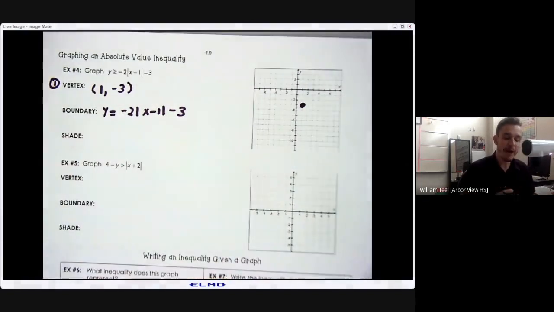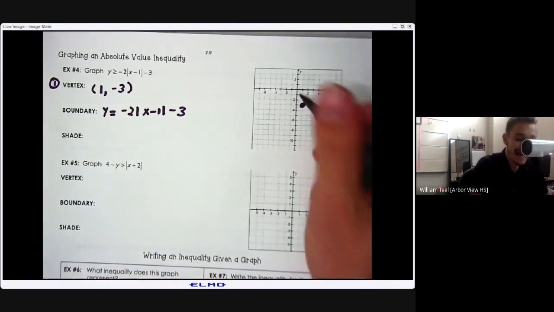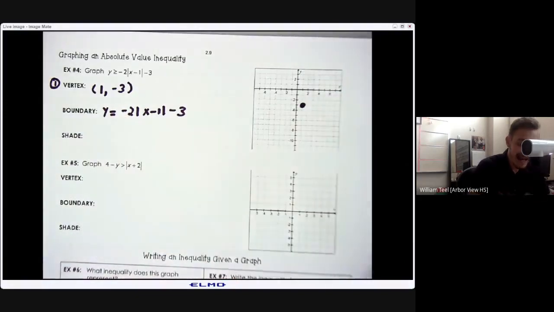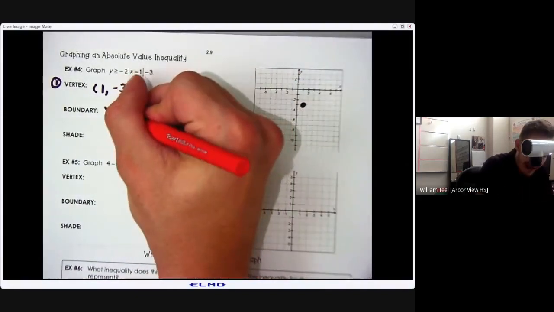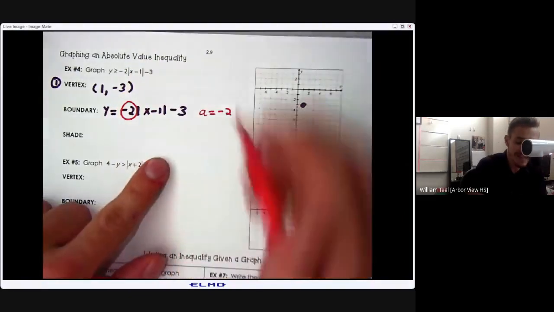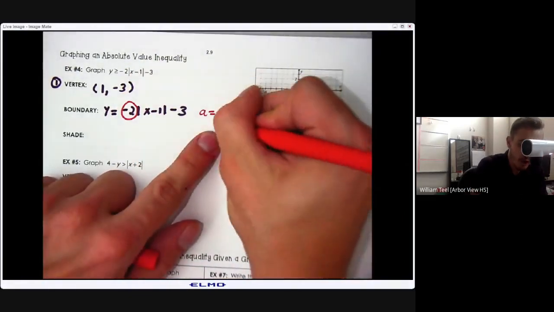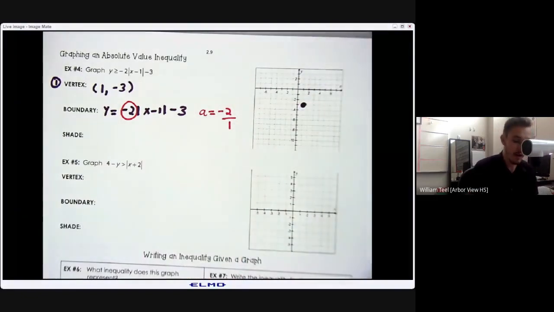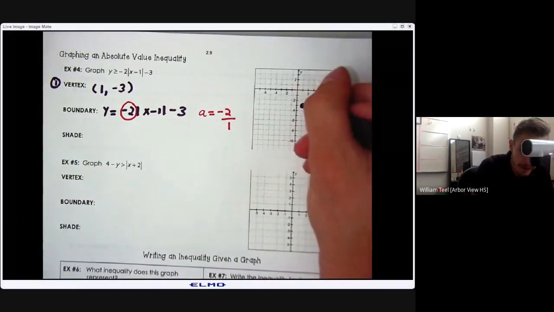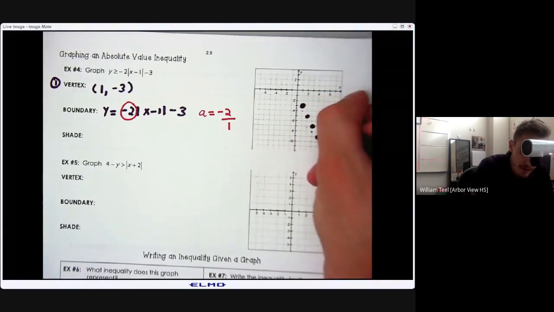So if I'm graphing this, I'm starting at my vertex, and I'm using the fact that a is equal to -2. Okay, so that means my slope essentially is going to be -2 over 1. So I'm rising -2 and running 1 on the right-hand side of this graph. So I'm going to go down 2 to the right 1, and then down 2 to the right 1, down 2 to the right 1.